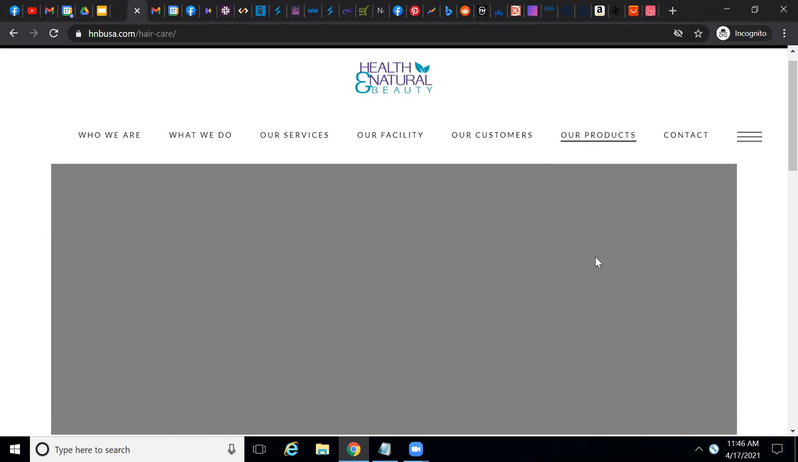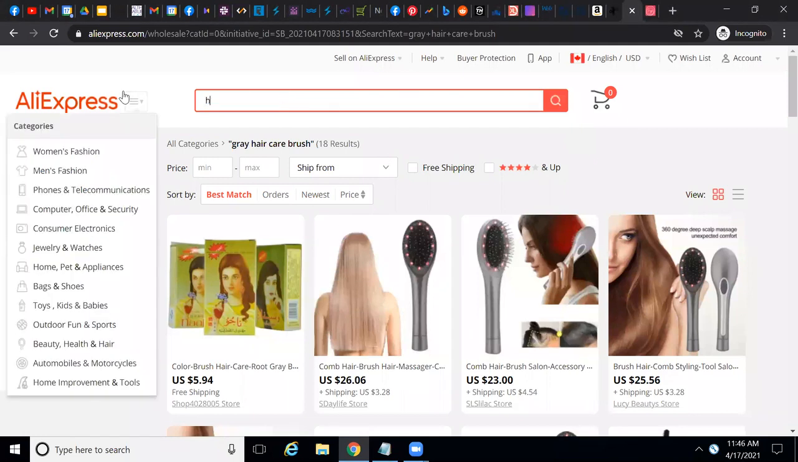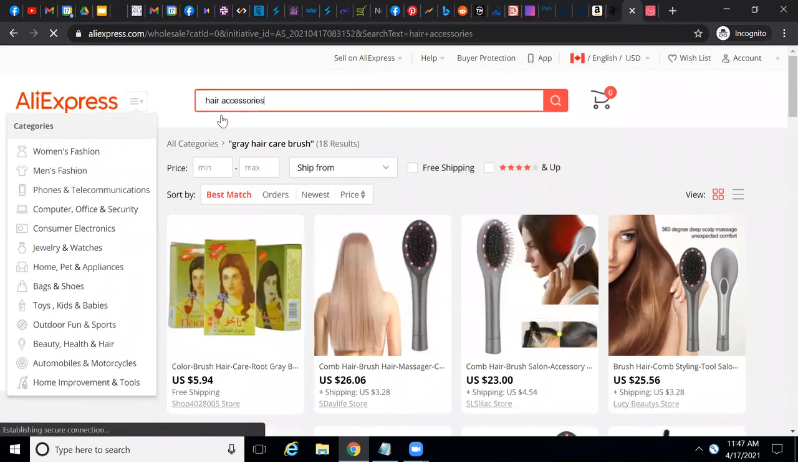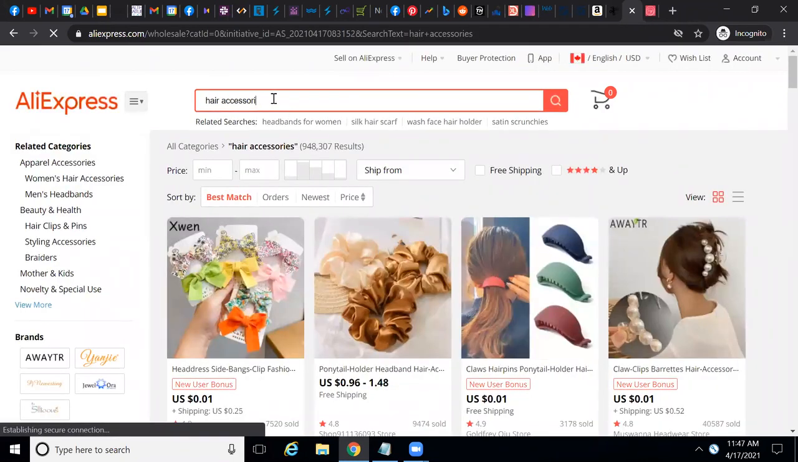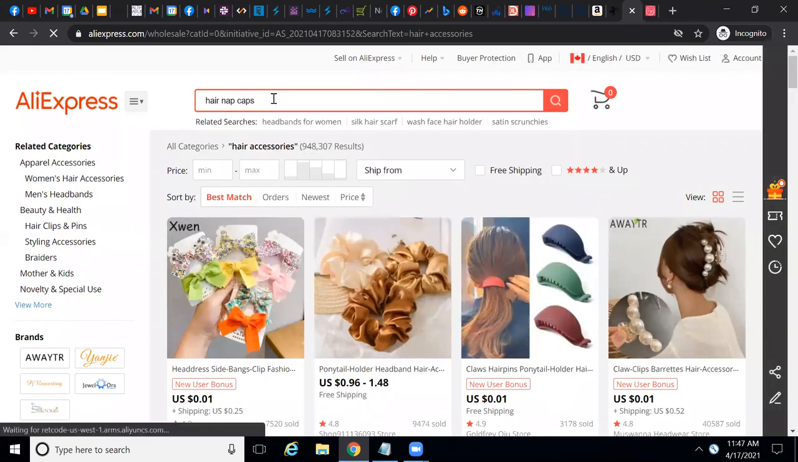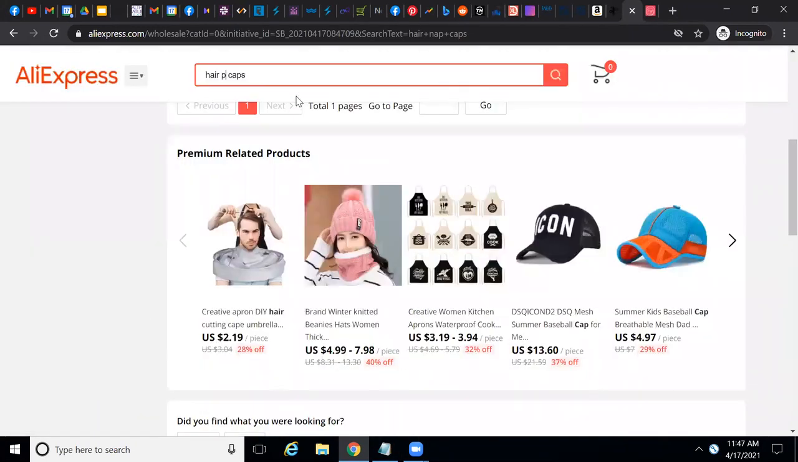Be like, okay, put together an amazing bundle. So I said we're going to create a bundle on the fly. One thing we could do is go find hair brushes. Well, let's just go hair accessories. Hair nightcaps. I'm going to start with nightcaps because your hair is already gray and it's dry. So let's find nightcaps. Okay.